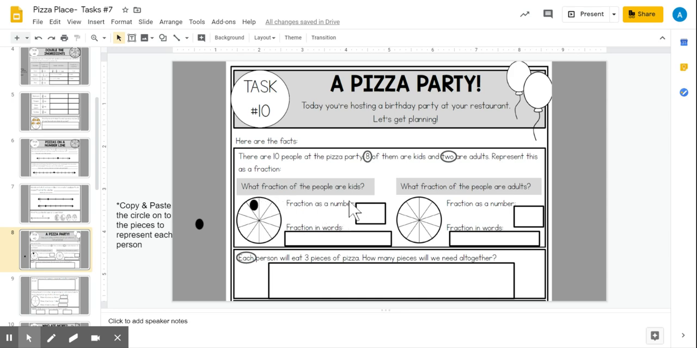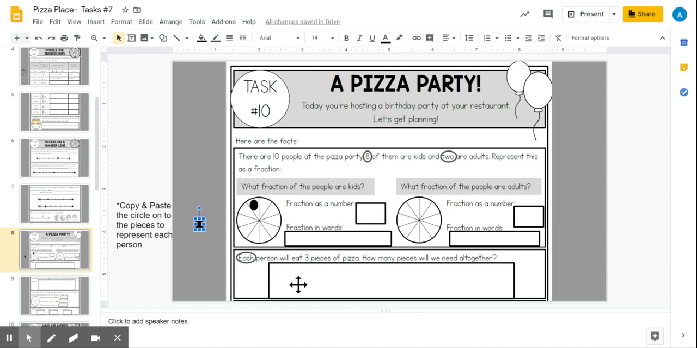So then what fraction as a number would that be out of the total people? 8 out of how many total people? You write your fraction here, then you're going to write your fraction in words. Same thing with the adults. Again, you can use your little dot here, right click copy, right click paste, fill in your circle. How many are you going to fill in out of how many total? Again, write your fraction and then write it in words.